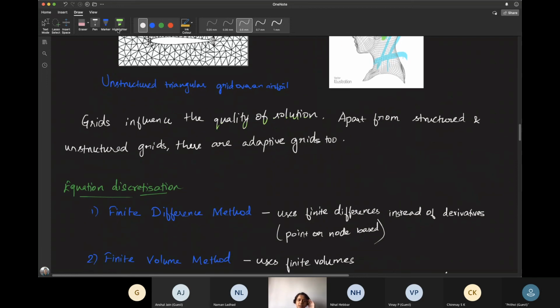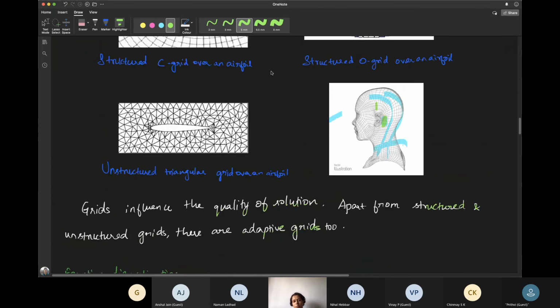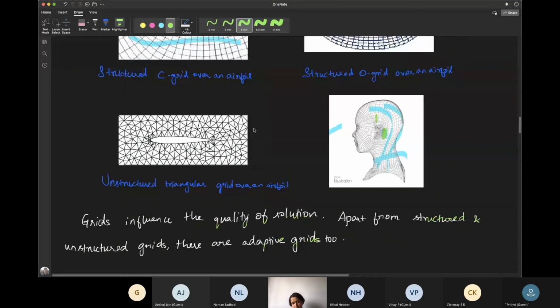So apart from the structured and unstructured grid, we have adaptive grids too. That is, for one time step, you can have a grid, and for the next time step, you can change your grid. So you can have some equation and see how the solution evolves. That is, for one time step, you have a grid and find the solution. And if you think that the solution may require a finer grid, then for the next time step, you can make the grid finer, depending on the solution for your previous time step.